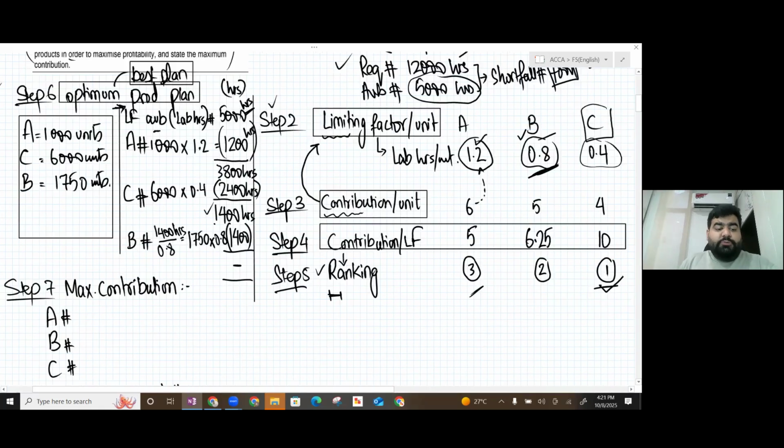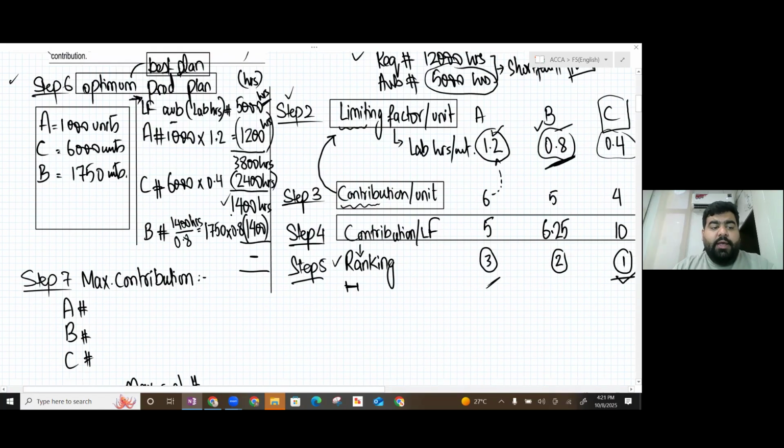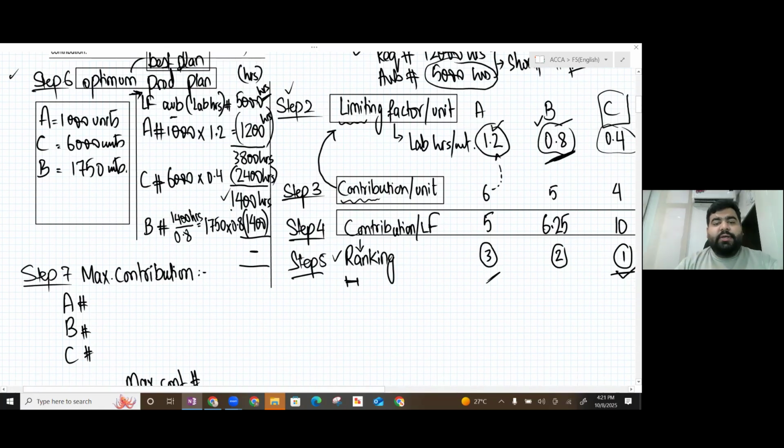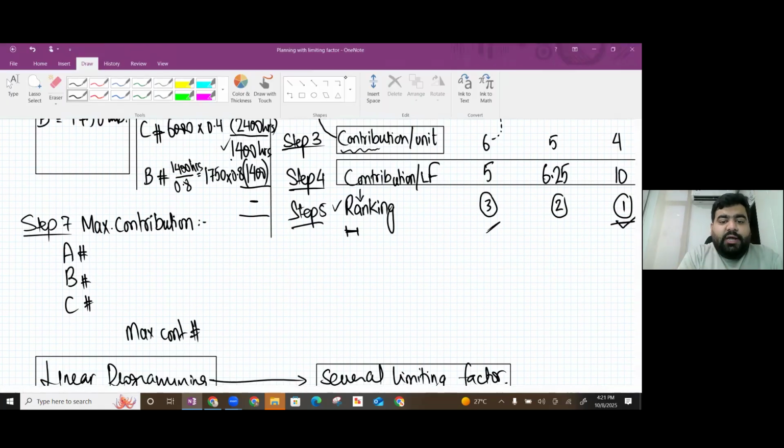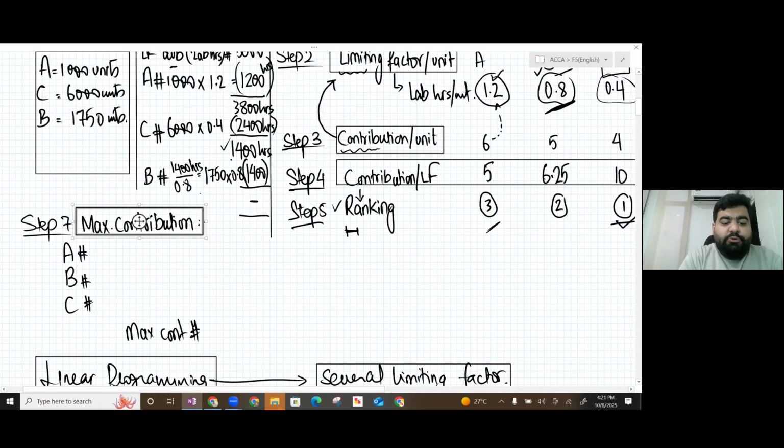Now the next step, the last step. Here we have done the best plan. This is the best plan the company can do, according to which the company can earn the best profit. If you change this plan, like making B first and C afterwards, you will not earn more profit. So the last step is maximum contribution.